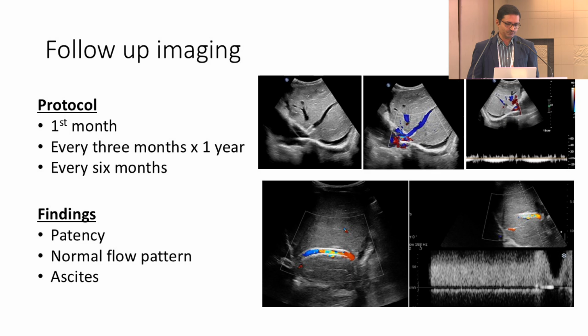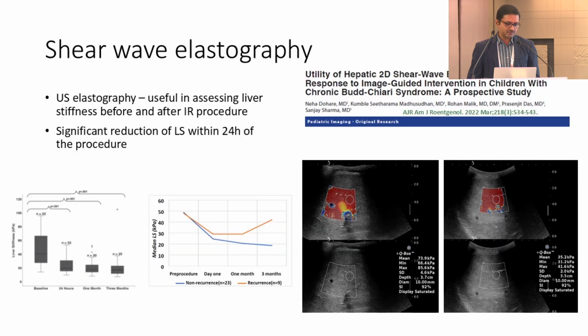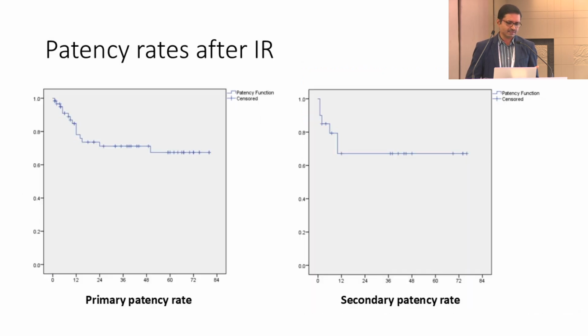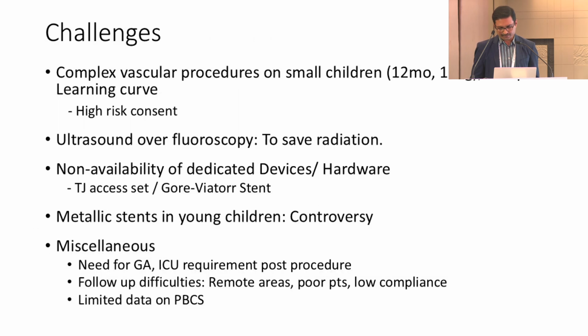We can see within 24 hours, on day one itself after the procedure, there is good reduction in the liver stiffness, almost 50% reduction. And then an increase in the liver stiffness during follow-up may be an indirect indication of recurrence of the disease. And then patency rates, we have seen recurrence occurring within the first 12 months, and once a stent or an angioplasty has remained patent for more than 12 months, they have remained stable for long, even up to 7 years.